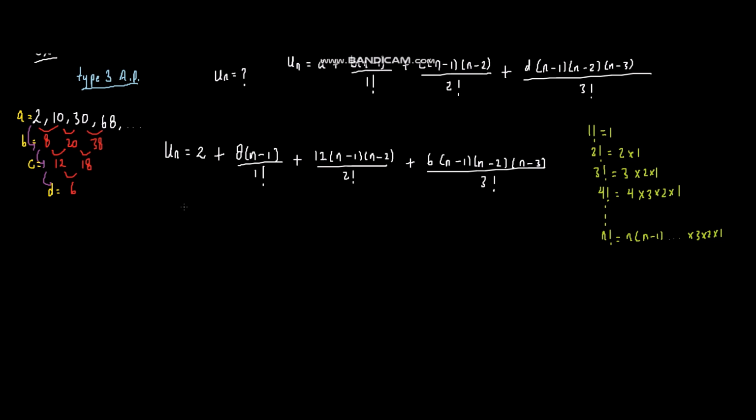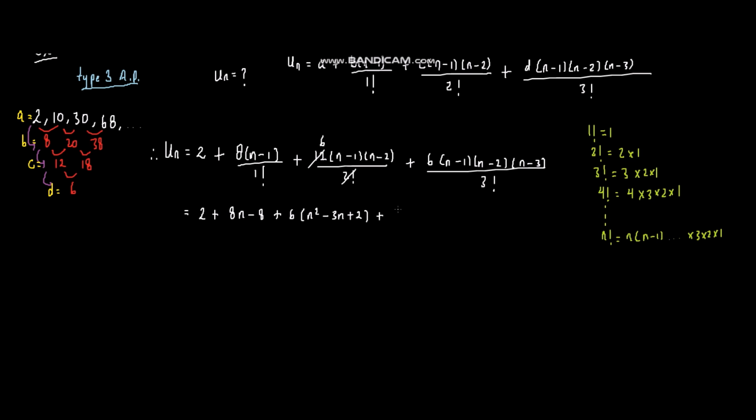Now back to the question. So let's simplify this whole expression, okay? In order to find our nth term formula, right? Once you have the formula, it's very simple. So 2 plus 1 factorial is 1, so 8 times n minus 1. I'm just going to expand it directly, so 8n minus 8. And plus, remember 2 factorial is just 2, right? 2 times 1. So we can cancel those, and it's going to be 6. So this 6 times n minus 1 times n minus 2, n squared minus 3n plus 2.